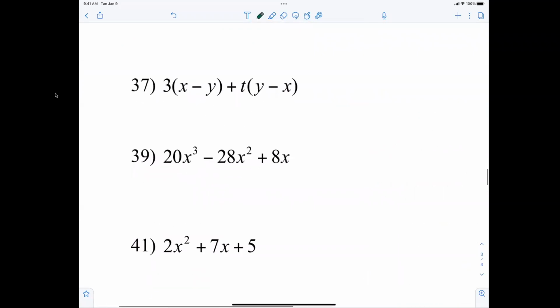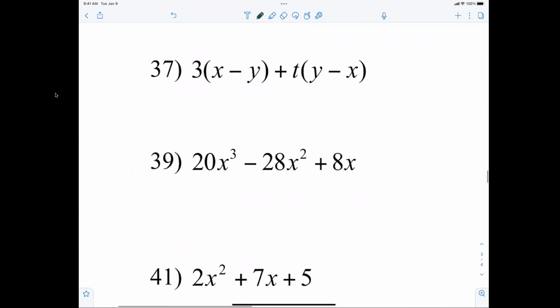Okay, everybody needs to look at 37. Major problems here on 37. Now, please listen. This is a common problem also. What's the first one? It's x minus y. And that is correct. However, the second one is different.